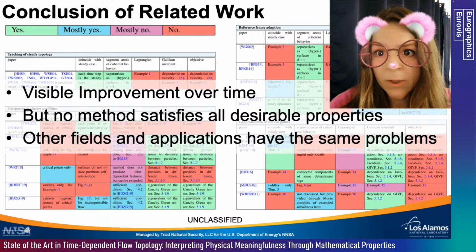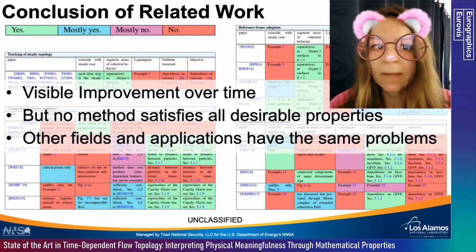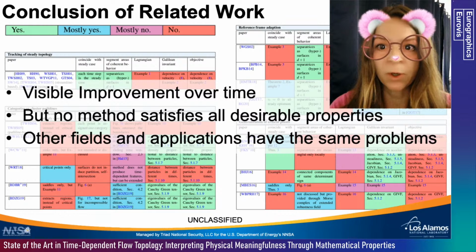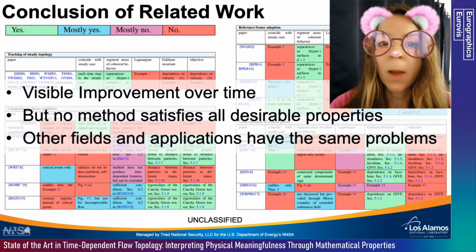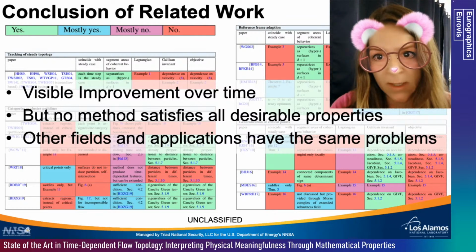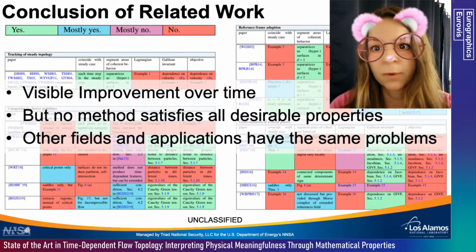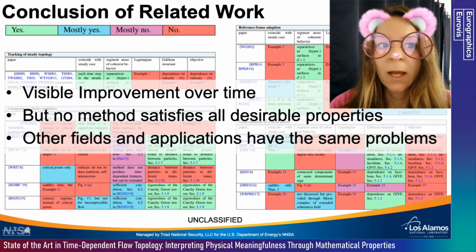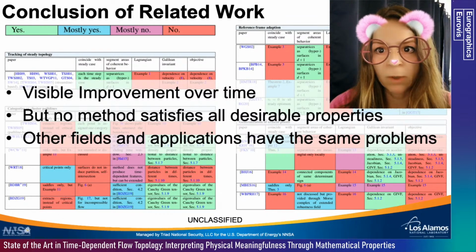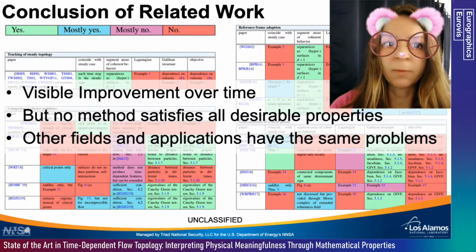And looking at all the existing work, we came to the conclusion that there is a visible improvement over time. Methods are getting more and more advanced, but still, as of now, there is no method that satisfies all 5 desirable properties. We also learned that other fields and other applications have similar problems, and there's a lot that we can learn from them. And yeah, that concludes my talk.